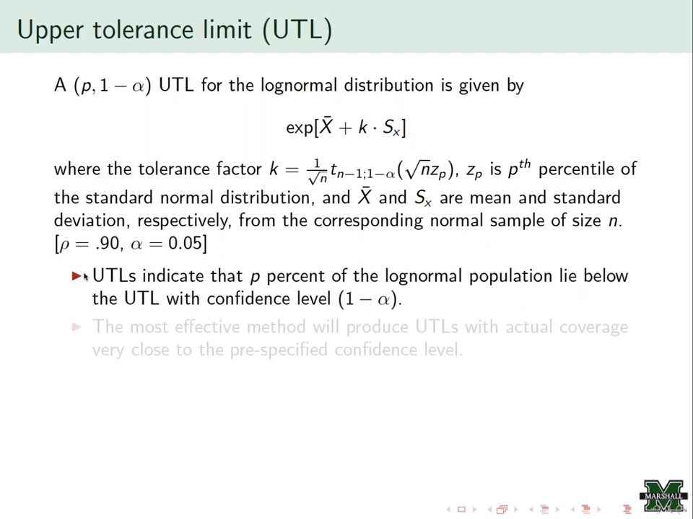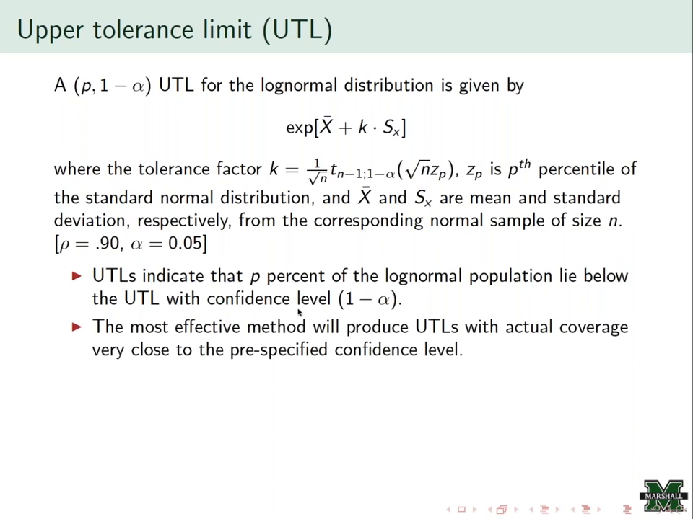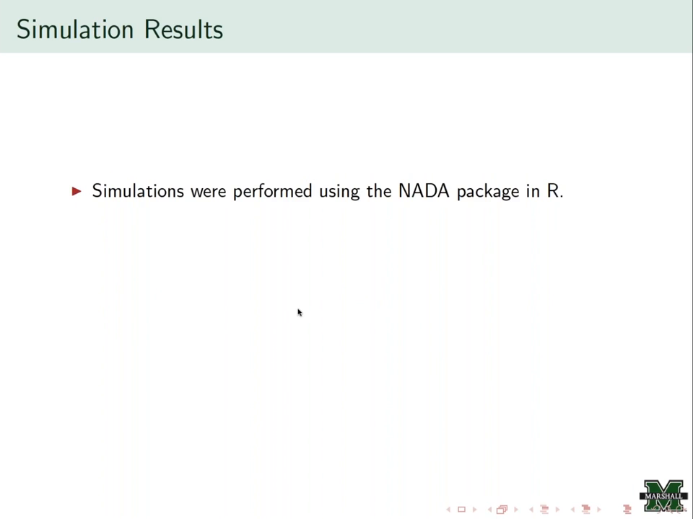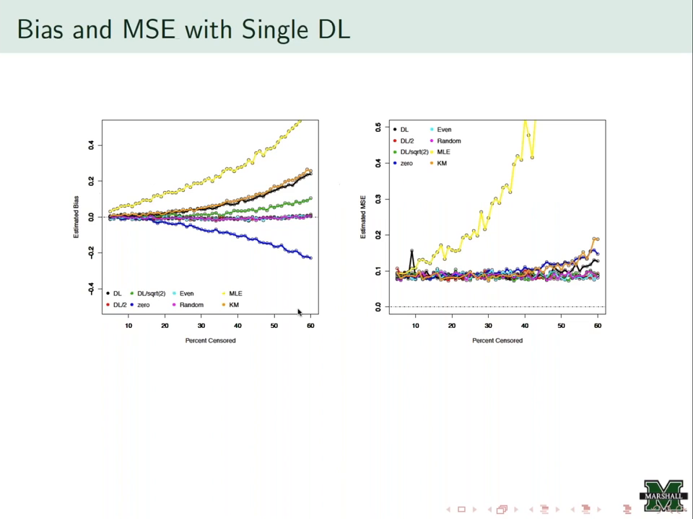So our upper tolerance limits were indicating that 90% of a log normal population lies at or below the upper tolerance limit with confidence level 95%. And the most effective method will produce upper tolerance limits with actual coverage very close to that pre-specified level of 95%. So in order to test all of this, I created simulations in R with the NADA package, and I created 1,000 samples of size 50 from the log normal distribution, and then I simulated censoring and then performed the various methods. I also did perform all of these methods on 2 detection limit scenarios, so I do have results for that as well.